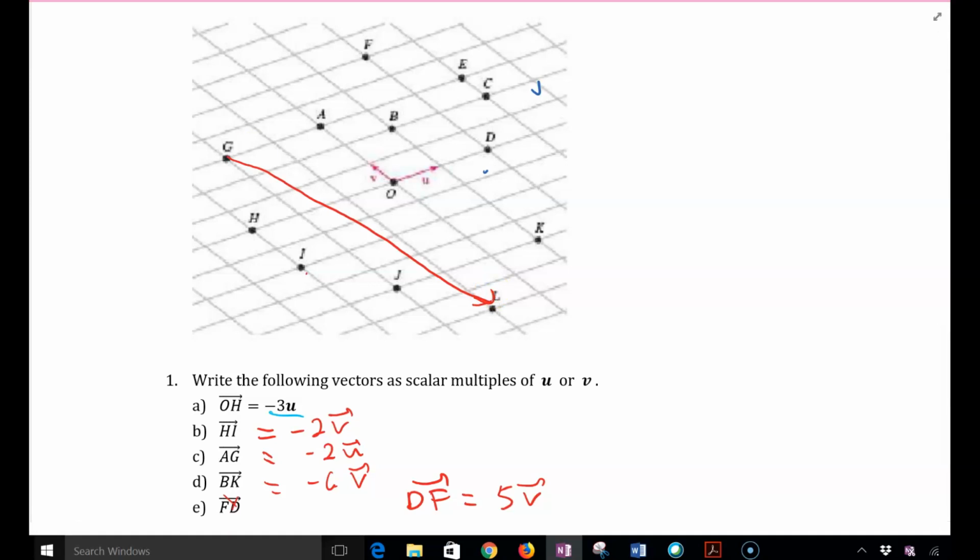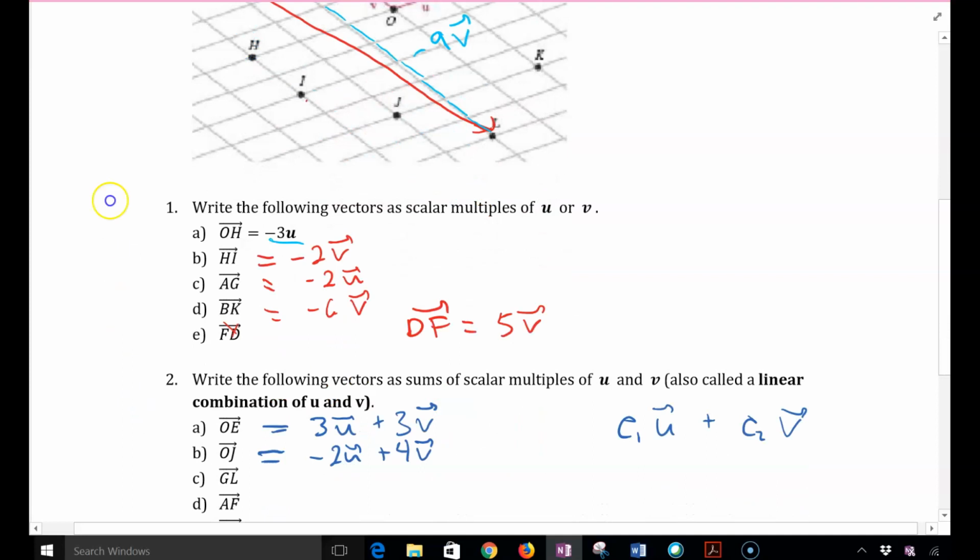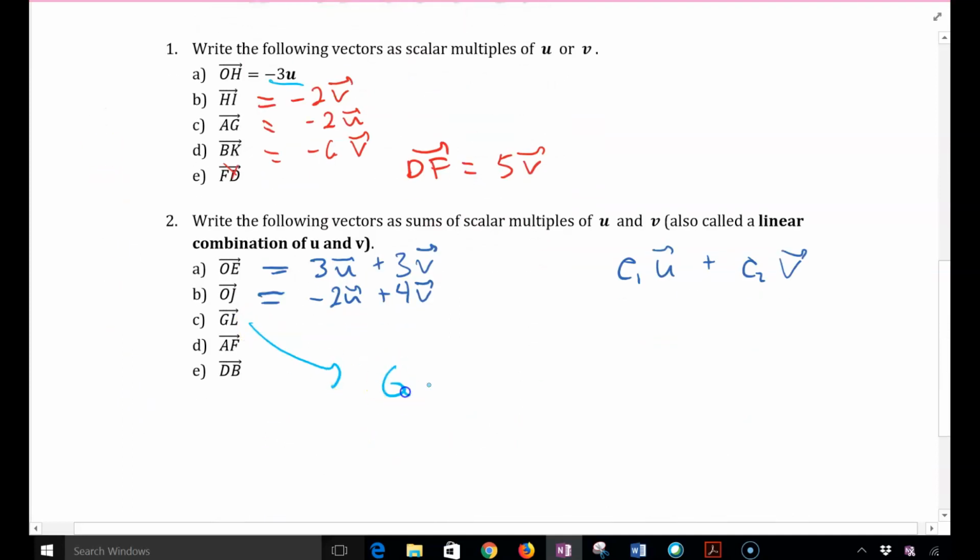Well, we can see in here, we're going one step in the u direction, so that's just one u, or just u. And then 1, 2, 3, 4, 5, 6, 7, 8, 9, looks like 9 in the opposite direction of v, so that'll be negative 9v. All right, so the next one listed on here, the vector connecting G to L in the picture would be u plus negative 9v. Okay, so I hope you get the idea there about what we call linear combination, which is an important concept, sums of scalar multiples of u and v.